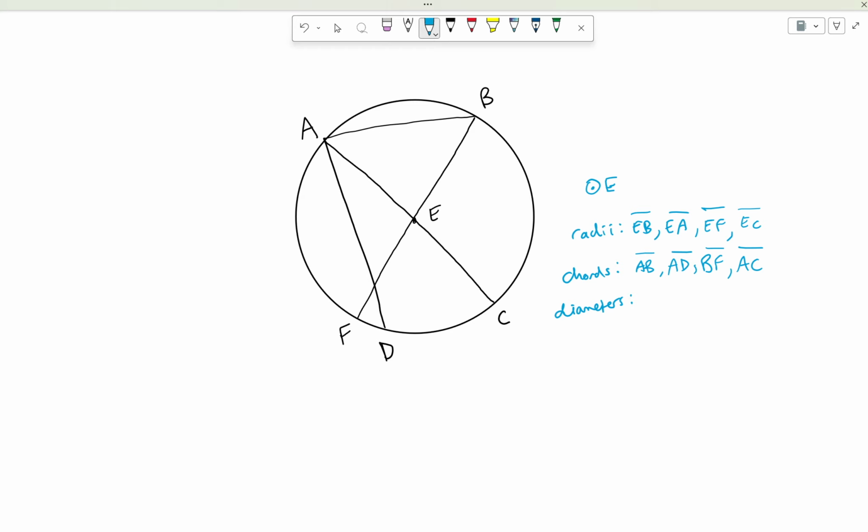So what else do we have? Well, we're looking for diameters. So diameters, we're only choosing from these segments right here. Is AB a diameter? Well, no, it doesn't go through the center. Is AD? No, it doesn't go through the center. Only BF and AC go through the center. So those are specifically the diameters. Okay.